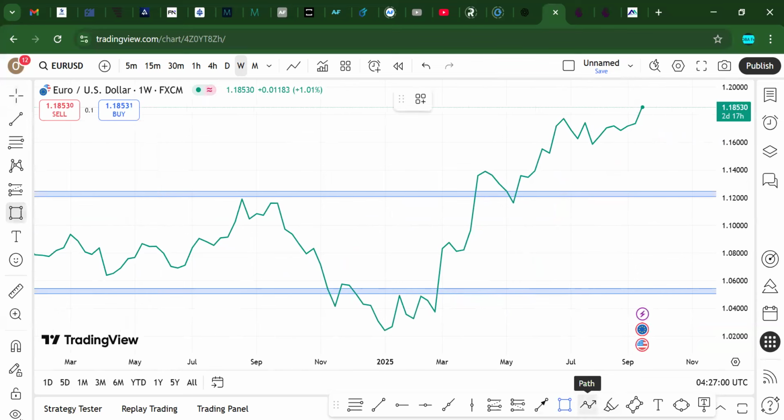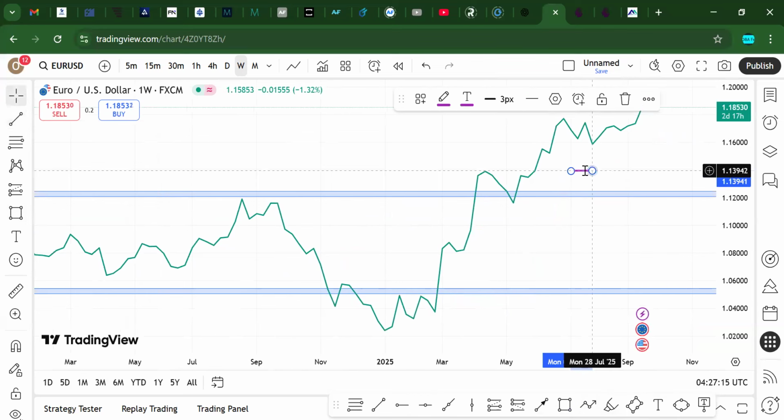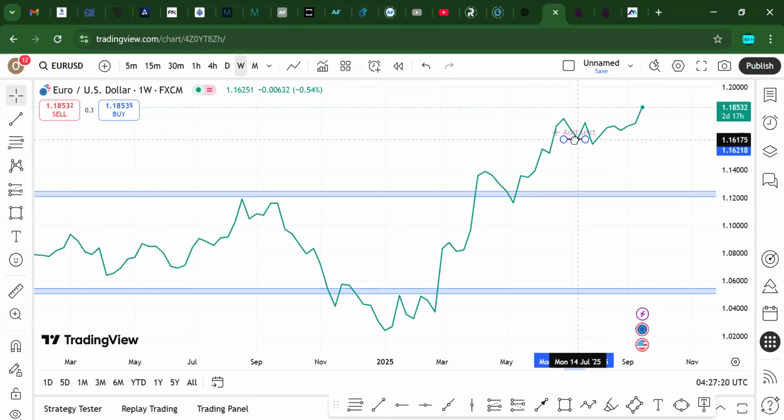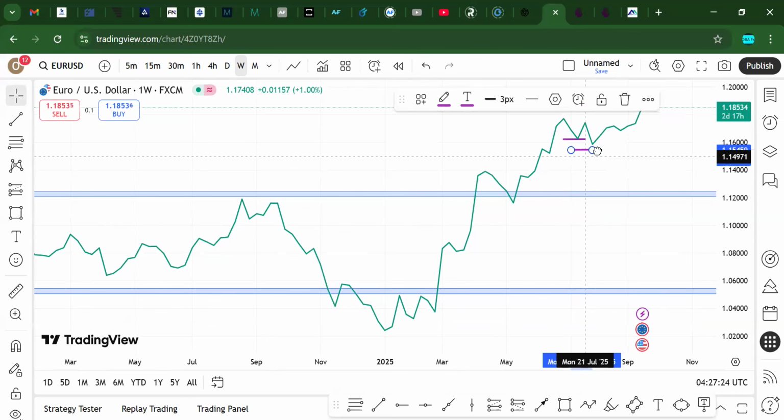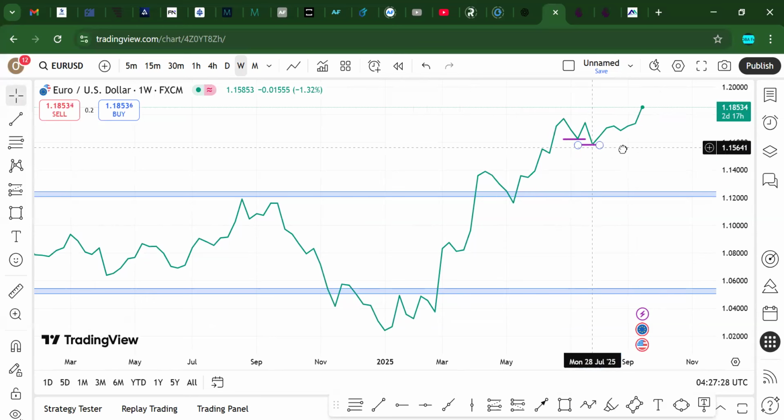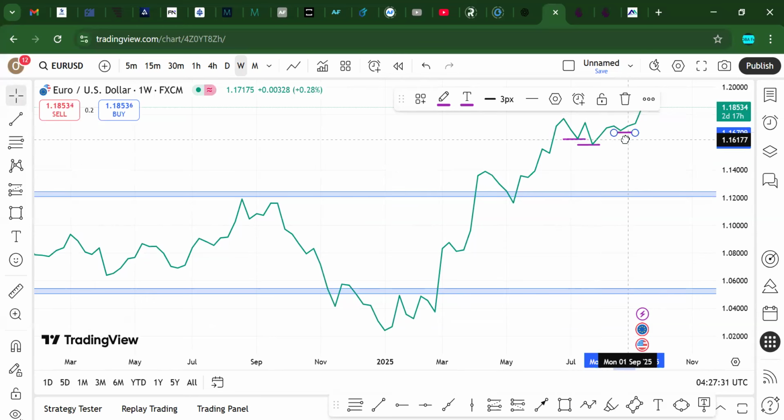So I can do this. I can take this as my left shoulder. Some people might as well see this as a W pattern. I can take this as my head, and this will be the right shoulder.